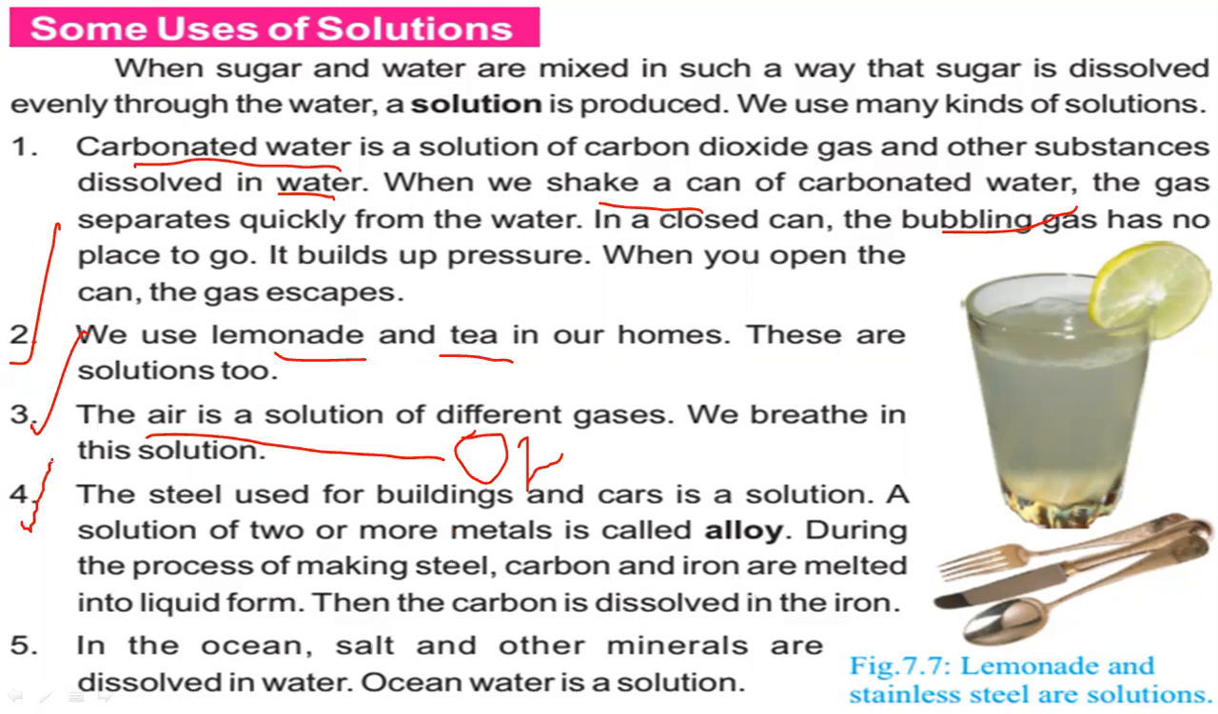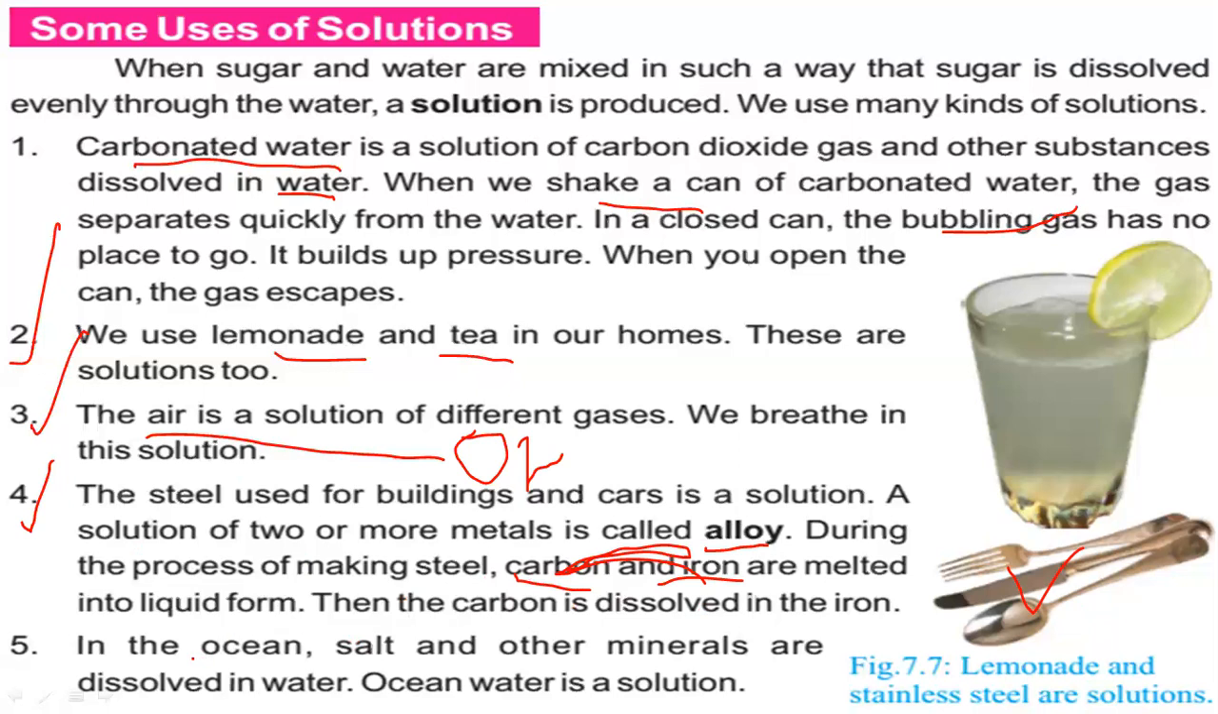If we see the next one, the steel used for buildings and cars is a solution, and we know that it is an alloy, which is a mixture or solution of two or more metals. During the process of making steel, carbon and iron are melted down into liquid form and the carbon is dissolved in iron. So both are mixed together. Then we have this type of steel.